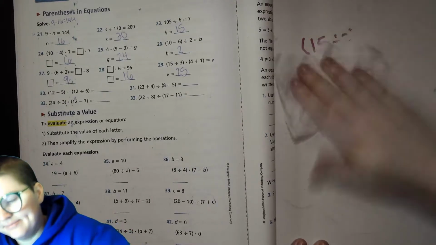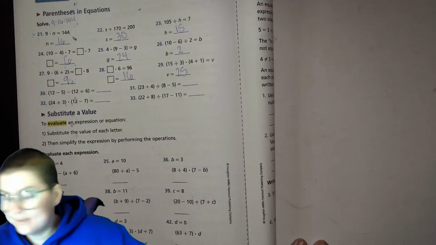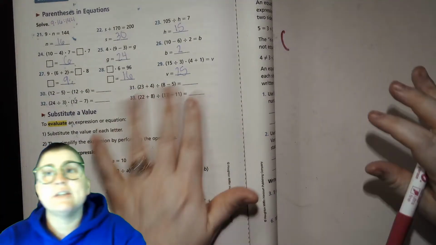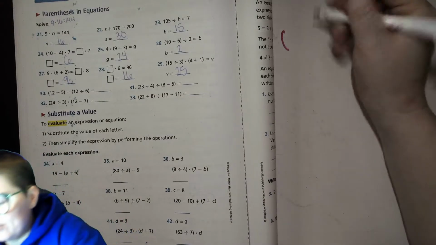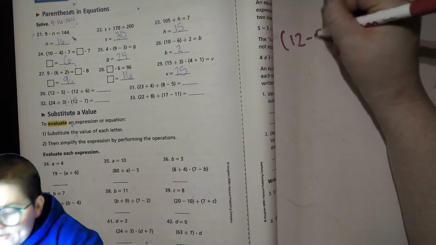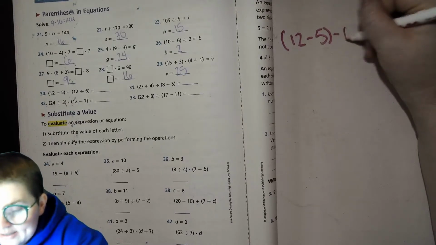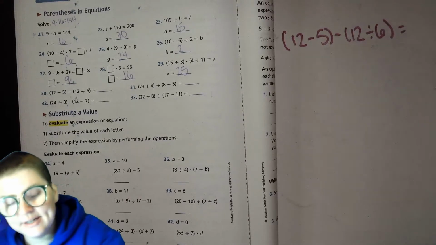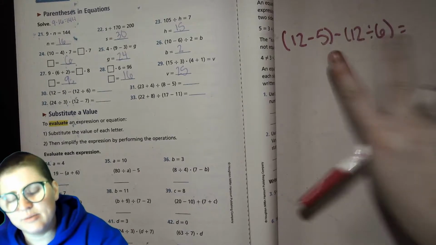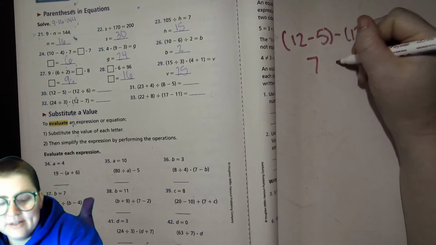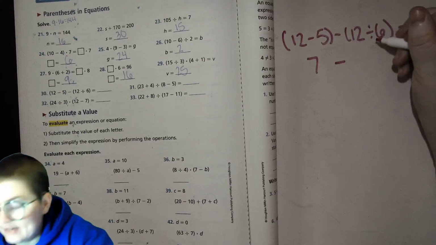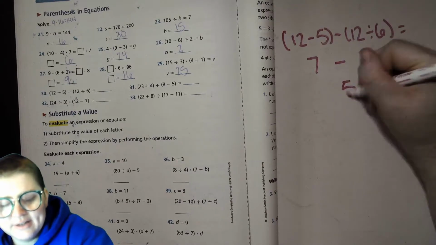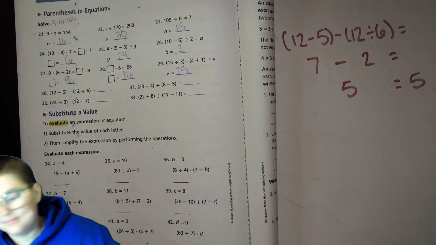Here we go. Parentheses. If you're feeling like you can give these ones a shot on your own, you by all means go for it. So 12 minus 5, close parentheses, minus 12 divided by 6, close parentheses, equals something. From left to right, right? Using our parentheses. So 12 minus 5 is 7. Yes, 12 divided by 6 is 2. So that's going to be 5.